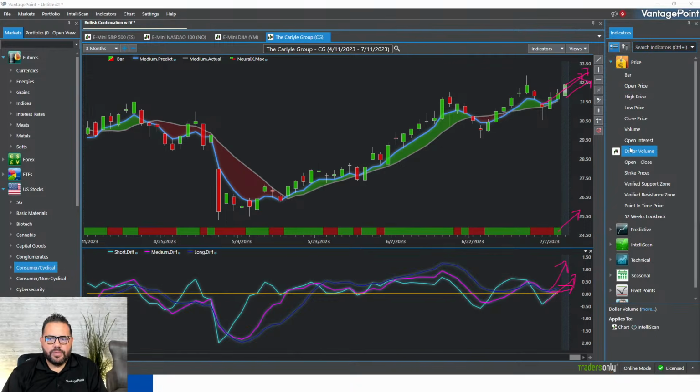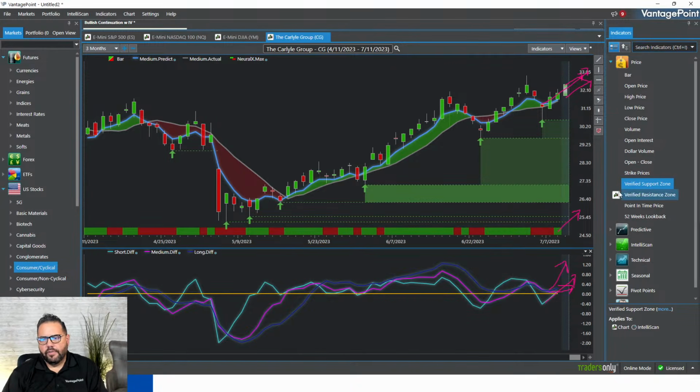Now let's add some other indicators. I'm going to add verified support, verified resistance. These are indicators that VantagePoint utilizes to find support and resistance levels. Once somebody starts using VantagePoint and they understand the predictive indicators, they can add and layer additional indicators like this on. I'm doing that now because I understand the key indicators that come out of the box, the default indicators. I like to layer on multiple sets and kinds of indicators. I want to have a comprehensive view of what the market is expected to do.